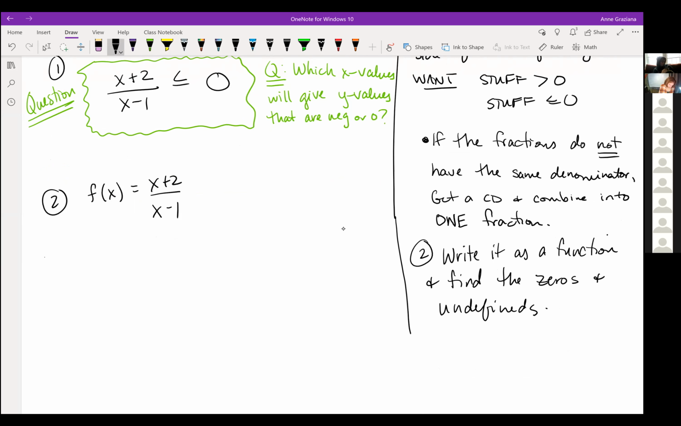So now, to get the zeros, remember the zeros are your x-intercepts. How do you find x-intercepts? What do you set equal to 0? The denominator? No, that is going to be for my undefines. I want to set the y equal to 0. So to find my zeros, I'm going to set this whole thing equal to 0 like this.